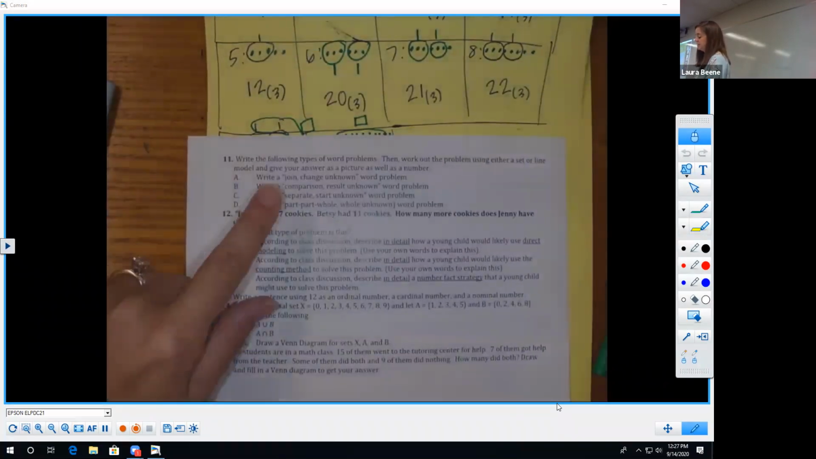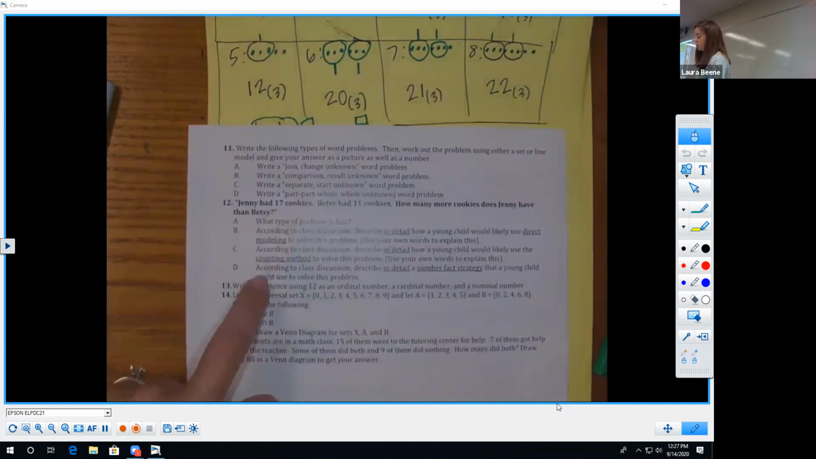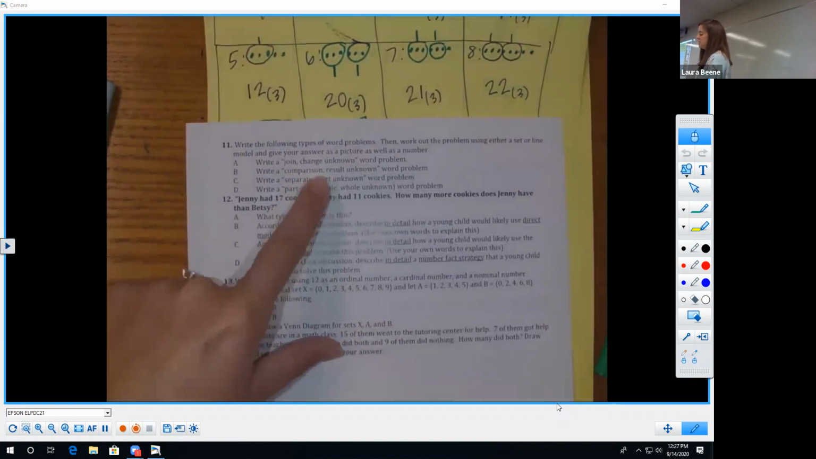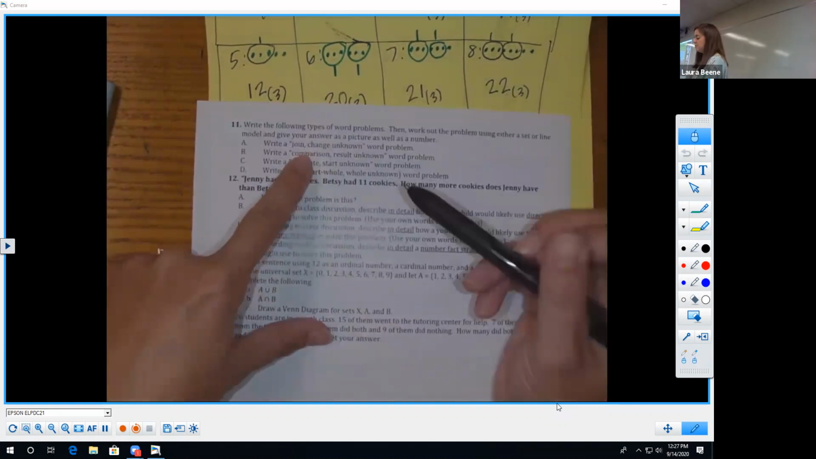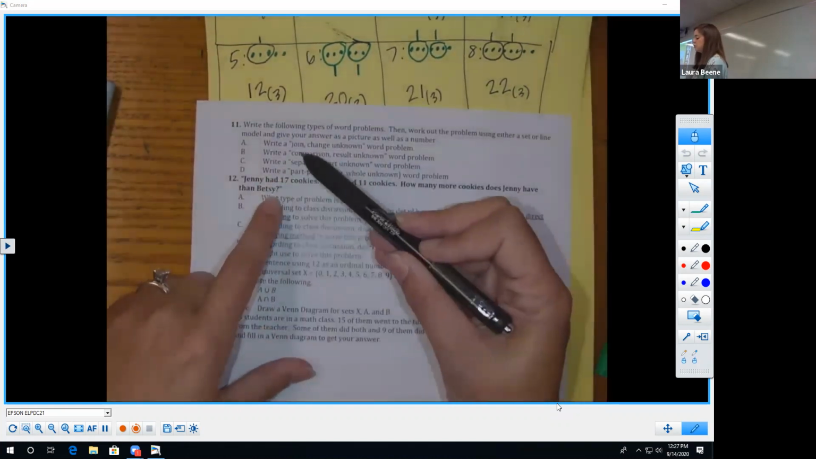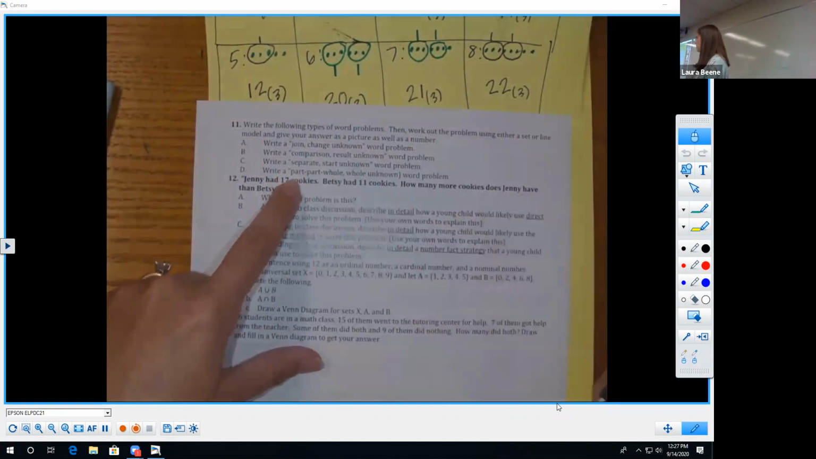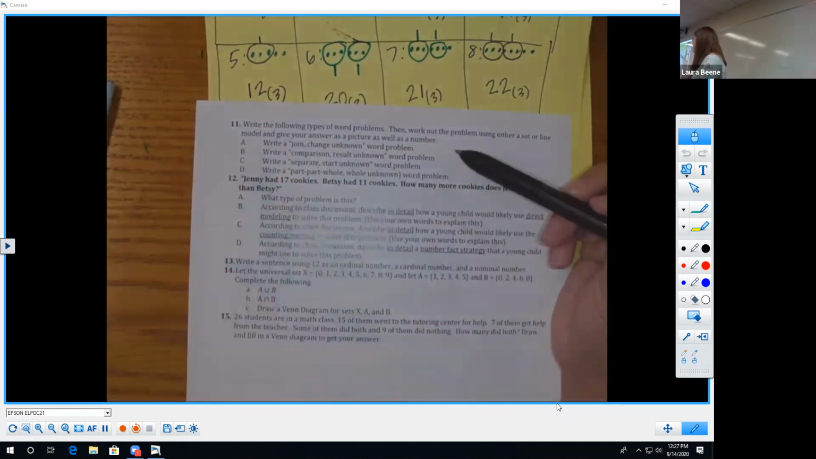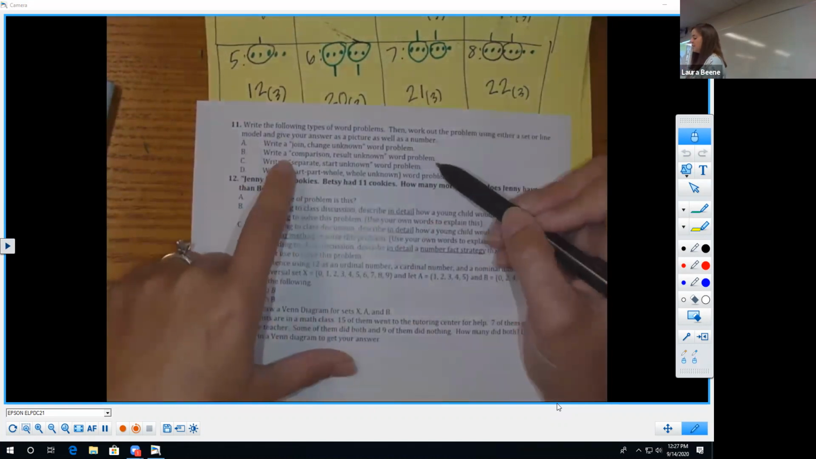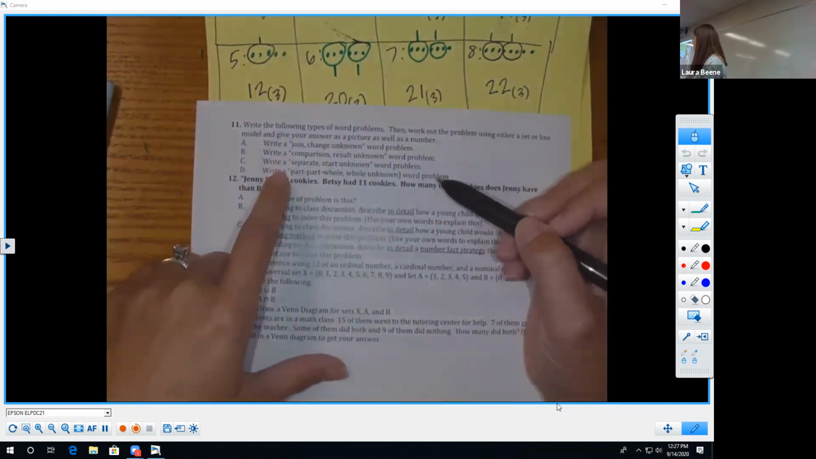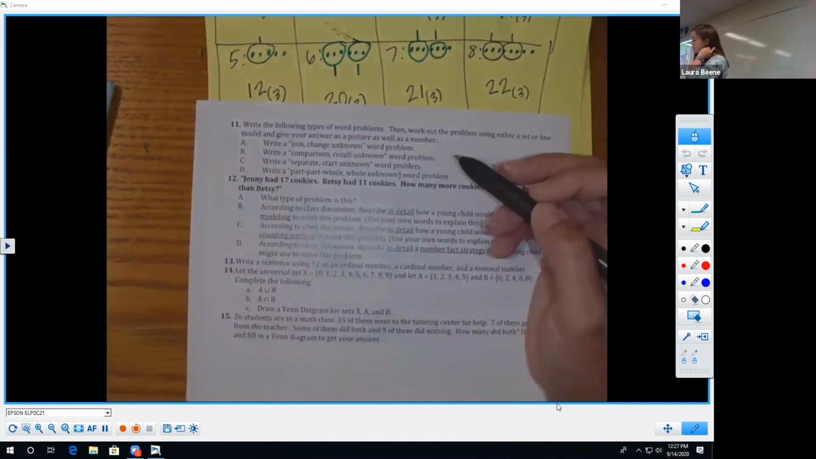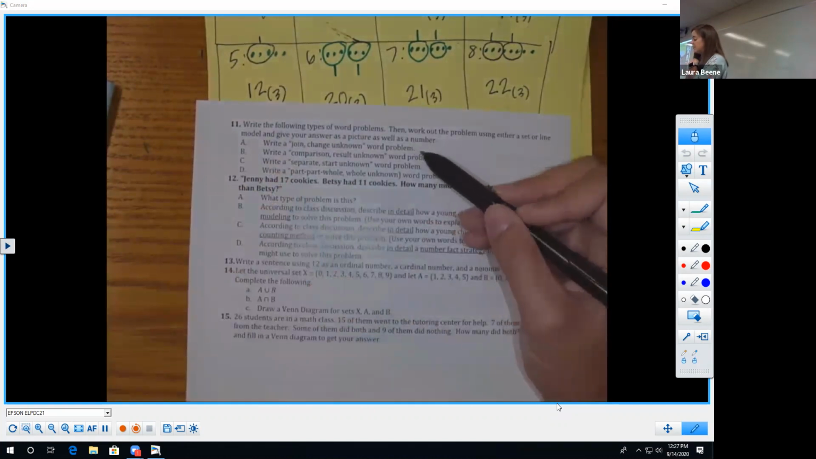Number 12 specifically is the one I want to go over. For 11, you just need to make sure, I'm going to give you a word problem and I want you to tell me, is it join, is it comparison, is it separate, is it part-part-whole? I thought it meant write our own. It was just practicing that. So I'm not actually going to ask you to write a specific word problem, but you need to be able to identify what kind it is.